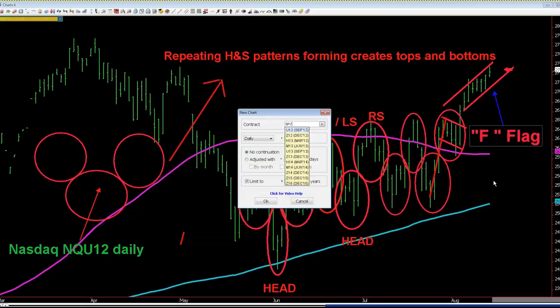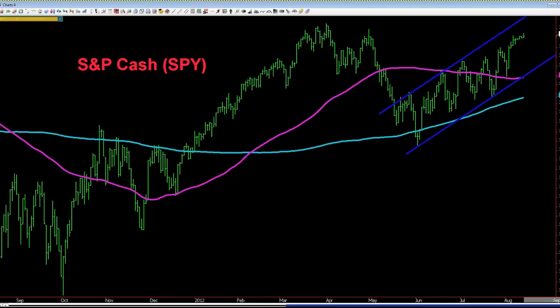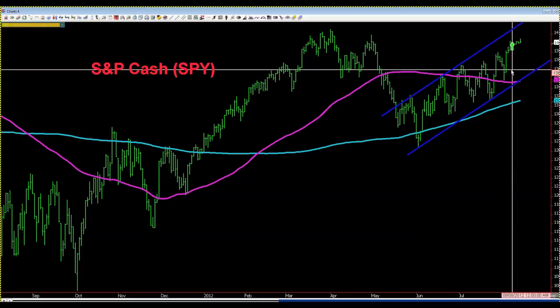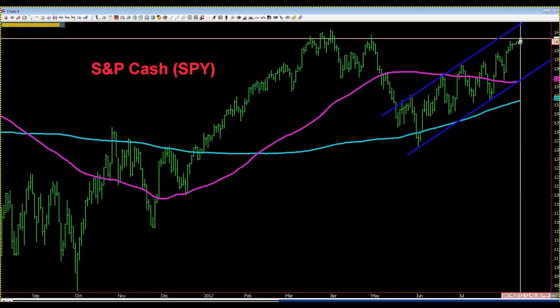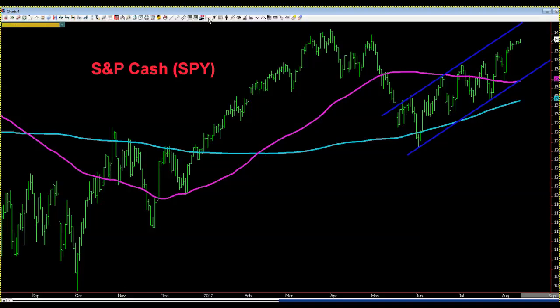Let's just continue along. We're going to look at the S&P cash chart. Let me just expand this a little so you can see it better. Here we are, the S&P cash chart. Look at this wonderful, wonderful channel that we're in. At minimum, it comes up here. It hits the top of the channel, which also puts us basically at previous highs.